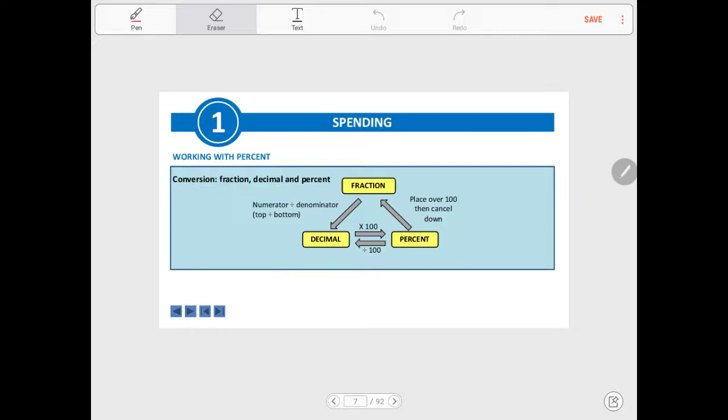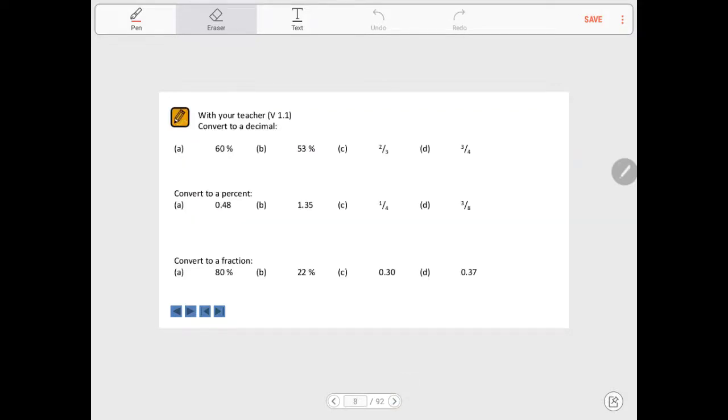We have this diagram here which we have access to during the test or any written test that we do, so we can use this in order to convert between the different ways of displaying these numbers. So if we look at the examples here, you might want to pause at different stages and try these on your own and then watch what I do.